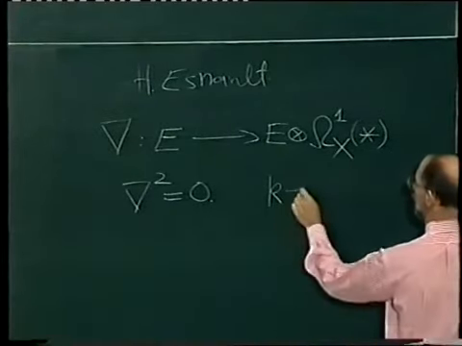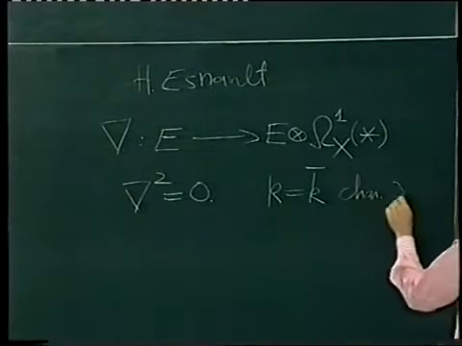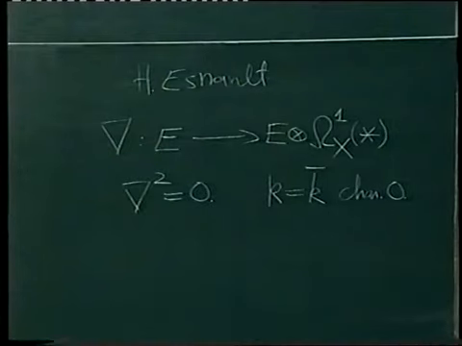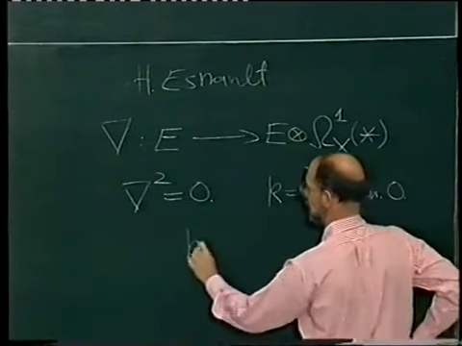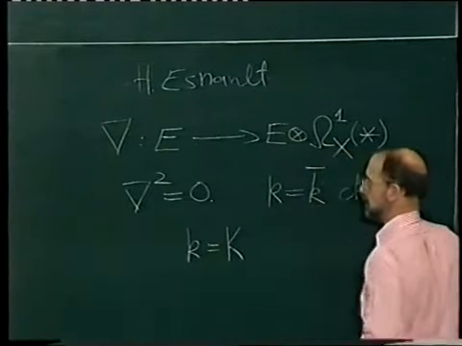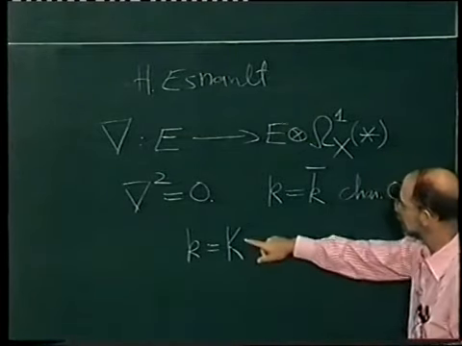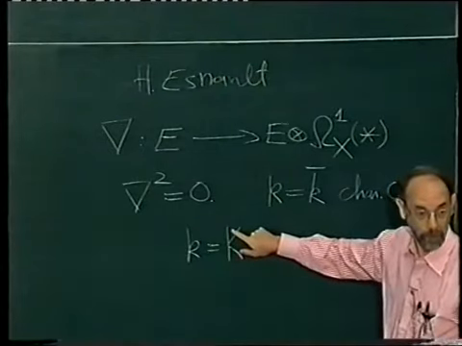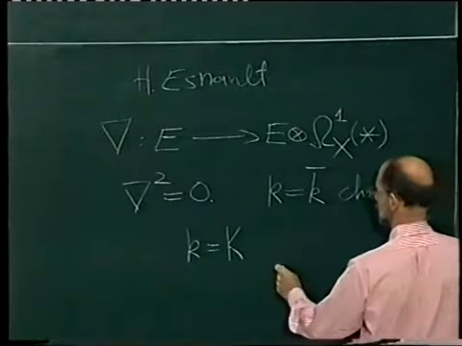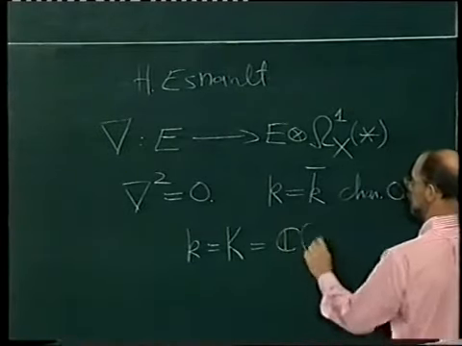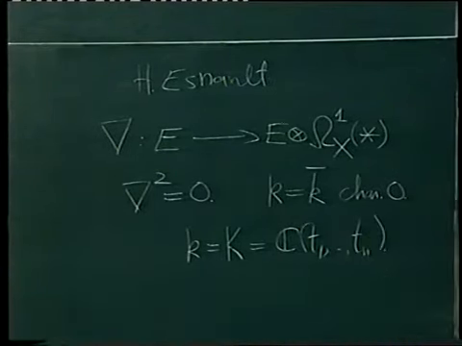I work over a field k, which is algebraically closed, characteristic 0. But sometimes, and I may indicate this by writing capital K rather than lowercase k, I want to assume that my field K has some parameters in it, so that it makes sense to talk about differential equations over capital K. So you can think of this as being the complex numbers with some parameters.